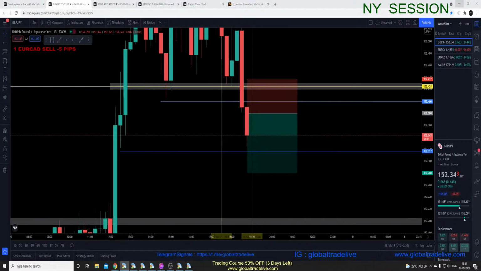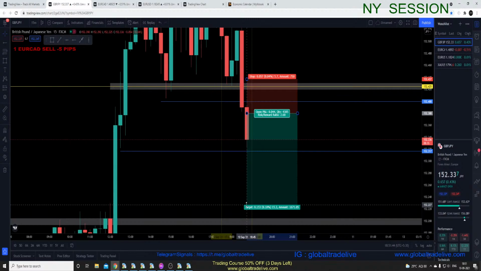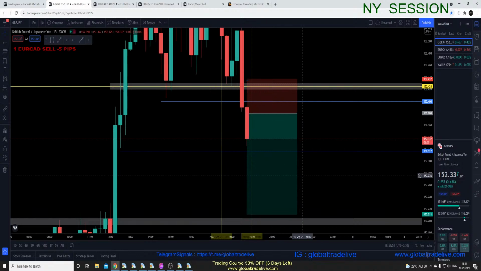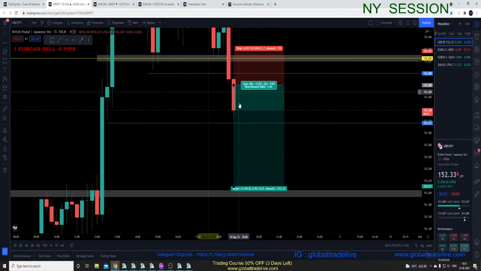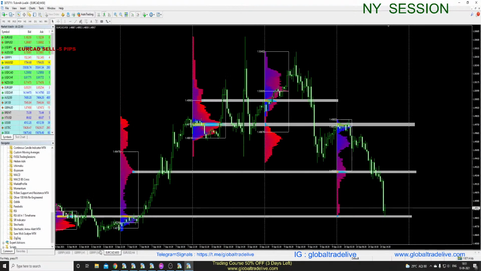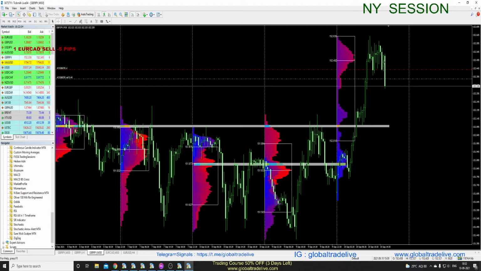152.217. 217 is around, yeah, this level over here. So that will be around 16-17 pips. But for that, it really needs to break below this price over here. Let's check the volume also. Okay, perfect.